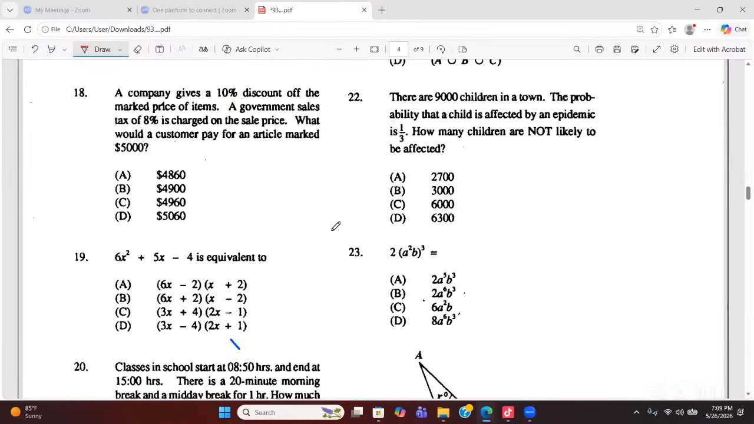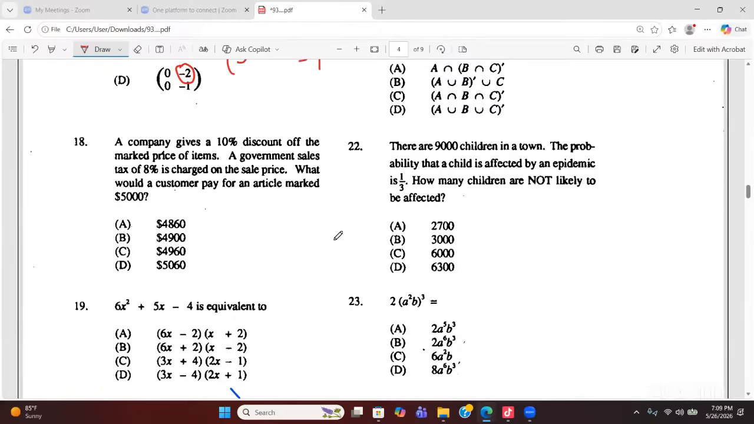All right. So for number 18, it says, a company gives 10% discount off your marked price. A government tax of 8% is charged on it. So in other words, the company is giving you a discount, but despite that, the government wants 8%. So you can do this in two steps. Find what you will pay and then add back 8% to it. All right, so that's what we're really going to do now.